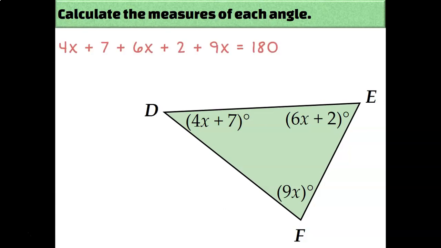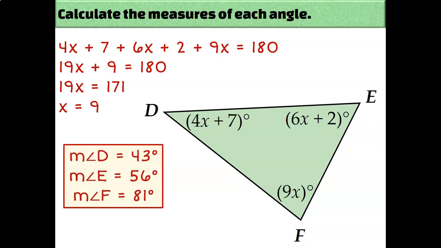Let's take a look. I'm going to add all three of those algebraic expressions together, 4x plus 7, plus 6x plus 2, plus 9x, and set that equal to 180 degrees. Combine like terms, subtract 9 from both sides, and divide by 19, and we find out that x equals 9. But our instructions asked us to calculate the measures of each angle, which means I need to take 9 and plug it into each of the x's that I see in the diagram. So I'll do 4 times 9 plus 7, and 6 times 9 plus 2, and 9 times 9. And I would get each of these answers.